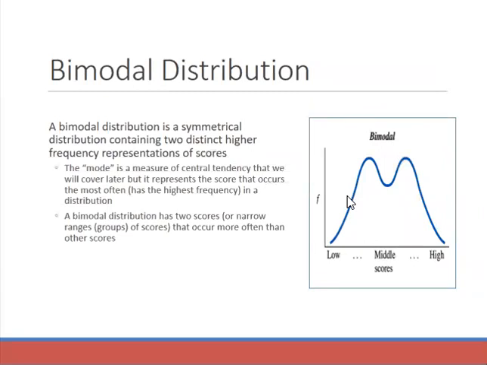A bimodal distribution is a symmetrical distribution that contains two distinct higher frequency representations of the score. So you can see instead of one nice bump, like you would see in a normal distribution, you see 2 points where there are a lot of scores. We'll talk about it in a couple chapters, but the mode is a measure of central tendency that represents the score that happens most frequently. So in a bimodal distribution, there are 2 scores that happen more often than others.